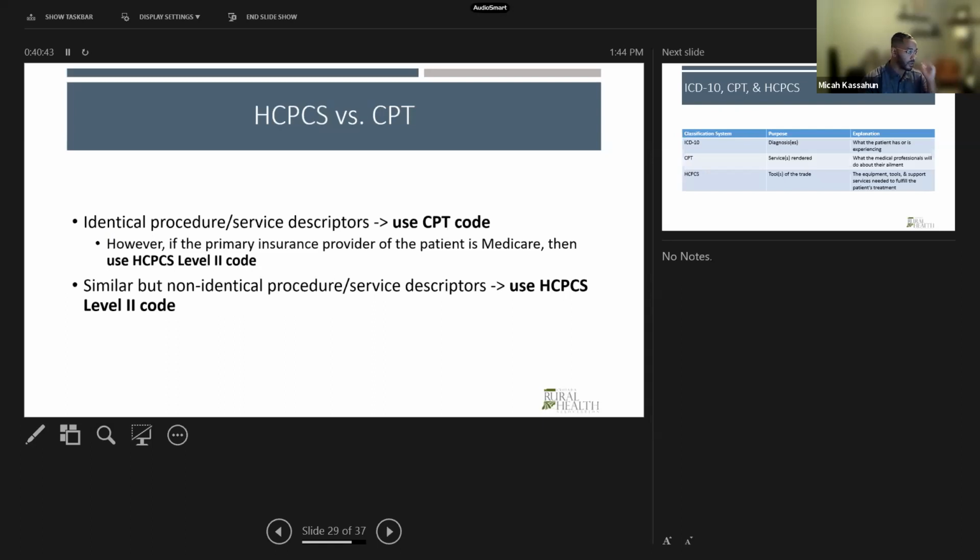And then here, again, I talked to this already: if you have identical procedures, use CPT, but if the patient is on Medicare, use HCPCS. And then similar but not identical procedures, use HCPCS. So I went through that before, but again, just a nice quick reminder for that as well.